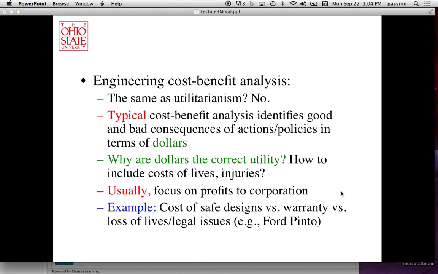So we can all put dollar values on human lives. The U.S. government does it, for instance. My understanding is it's based on your earning potential over your lifetime, okay? And that gets really controversial, but that's the way it's often done in a court of law.